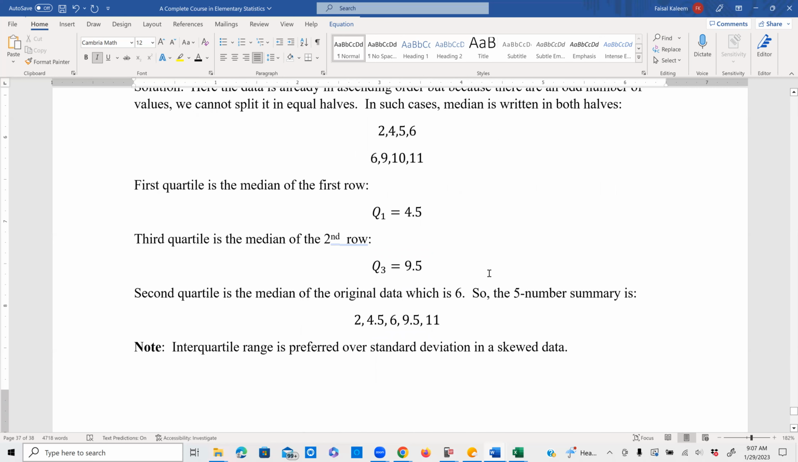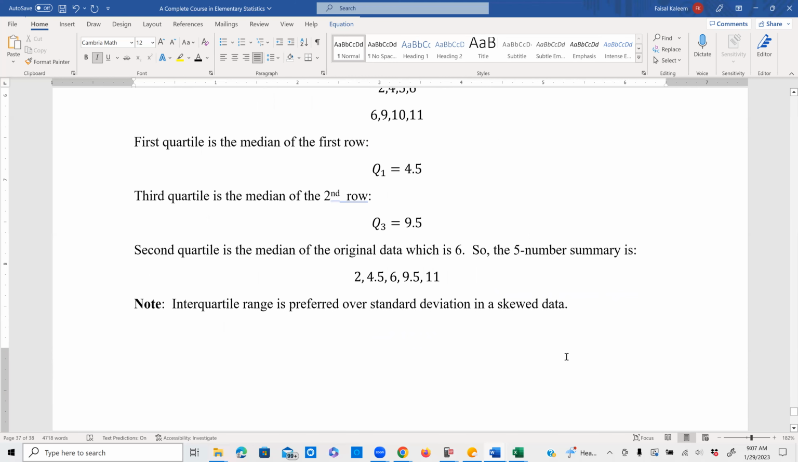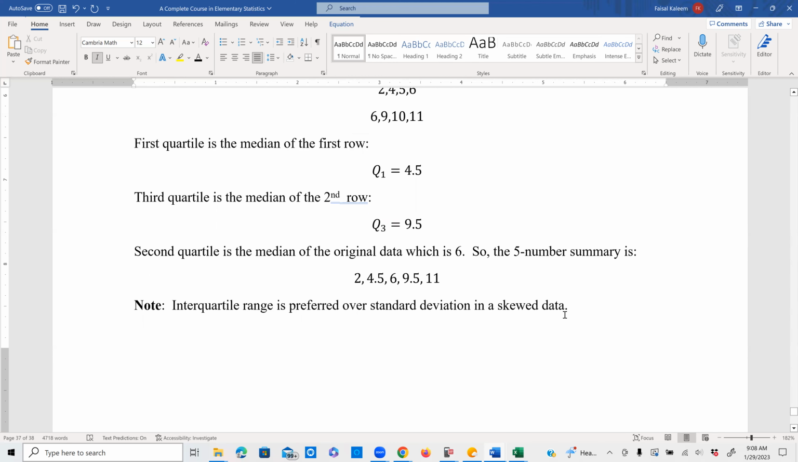And another thing to note is that interquartile range is preferred over standard deviation in skewed data because interquartile range only considers the middle 50% of the data. And in skewed data, the outliers are lying at the end. And therefore, for skewed data, interquartile range is preferred over standard deviation because remember, standard deviation uses all the values. And for skewed data, we don't want to use the outliers, and therefore we just go for the middle 50% or the interquartile range.